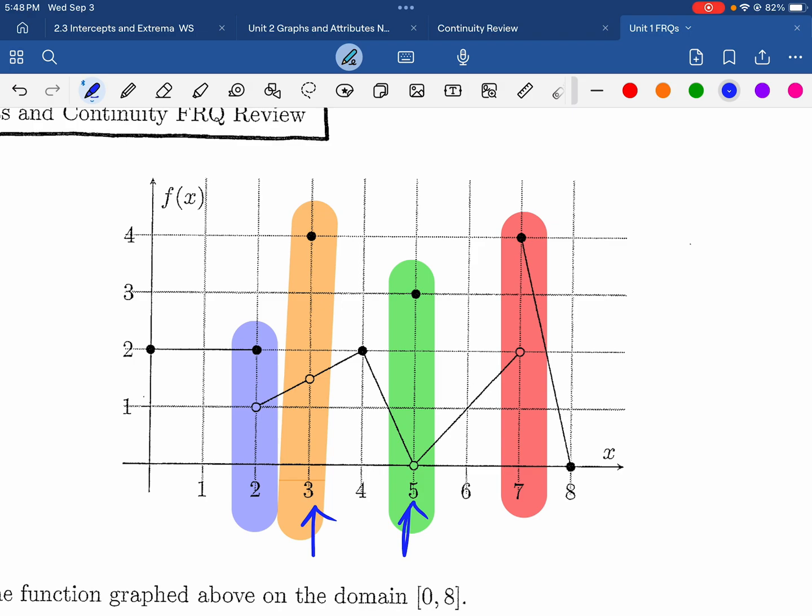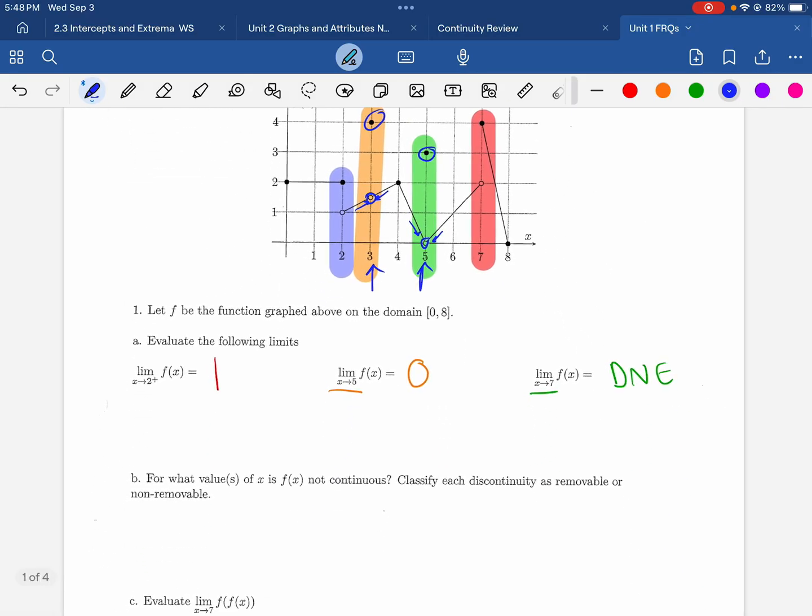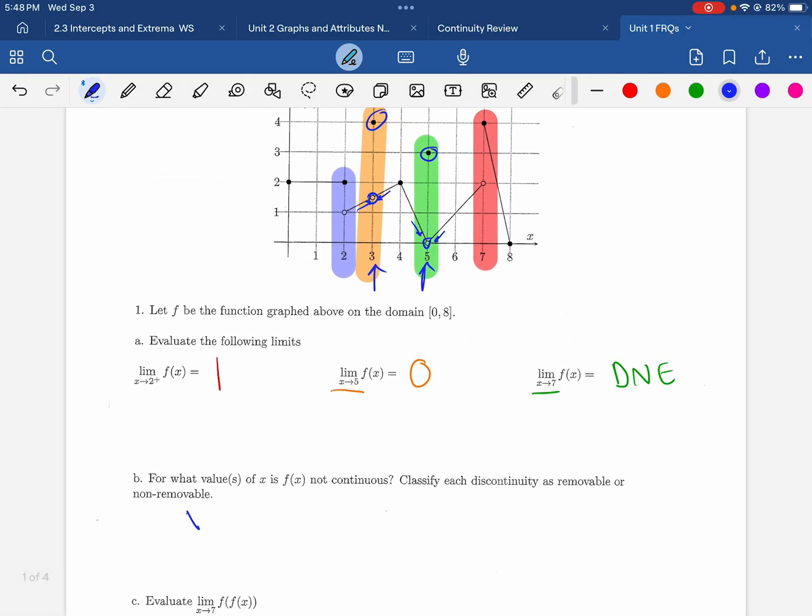All right, at the points 3 and 5, the limit is existing, but the point is up here. So there's a hole on my graph. And so those are going to be removable. So if you think about this point right here, I kind of picked it up and I removed it. So I'm going to say that at x equals 3 and 5, we have removable discontinuity.